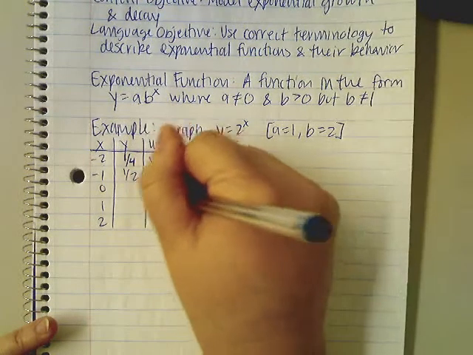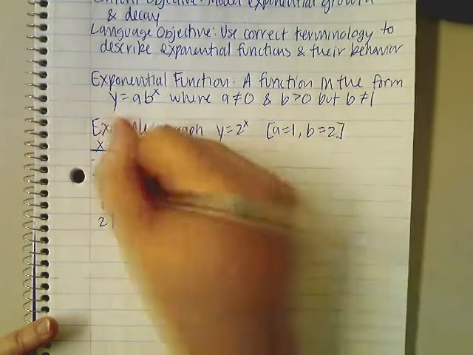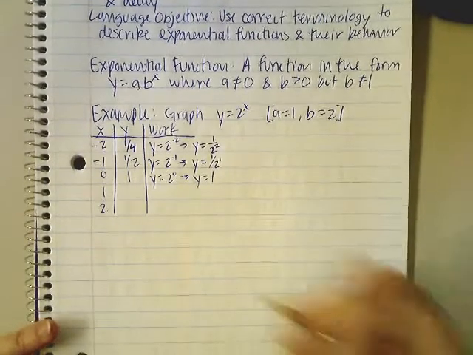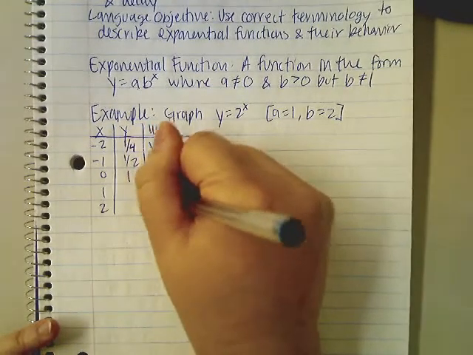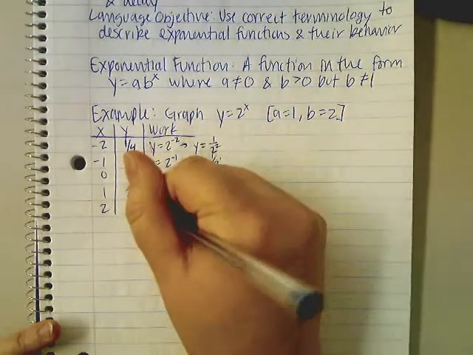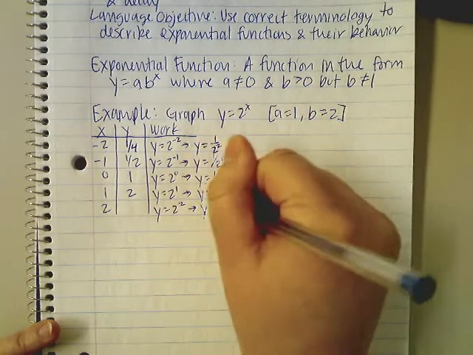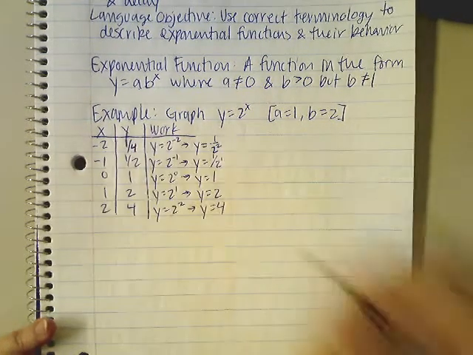Now I plug in 0, I get 2 to the 0. Anything to the 0th power I know is 1, so I end up with just 1 there. And if I keep going, now I have y equals 2 to the 1, that's just y equals 2. And last but not least, if I plug in 2, I get y equals 2 to the 2, which I know is 2 squared, or 4.